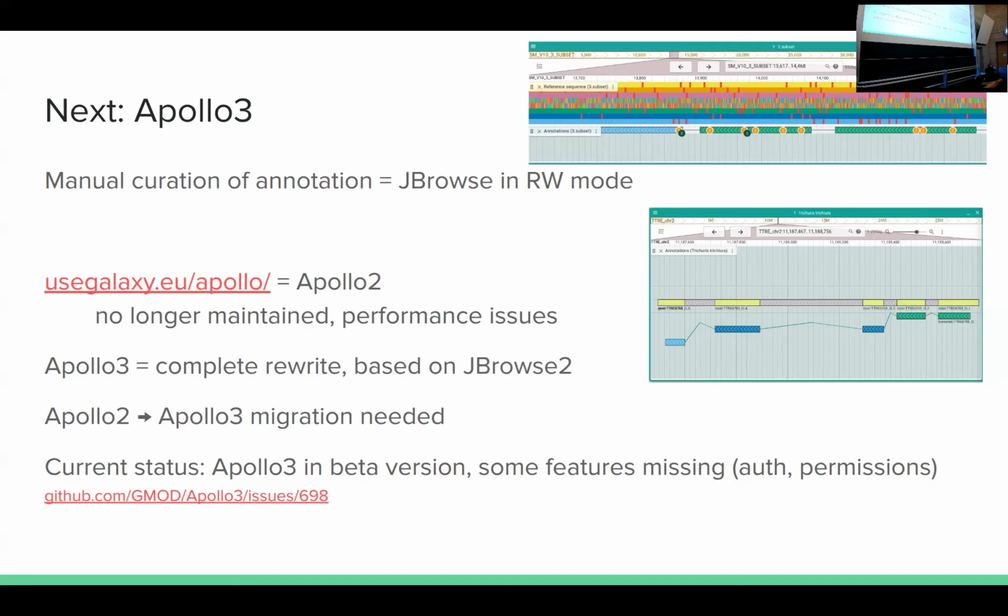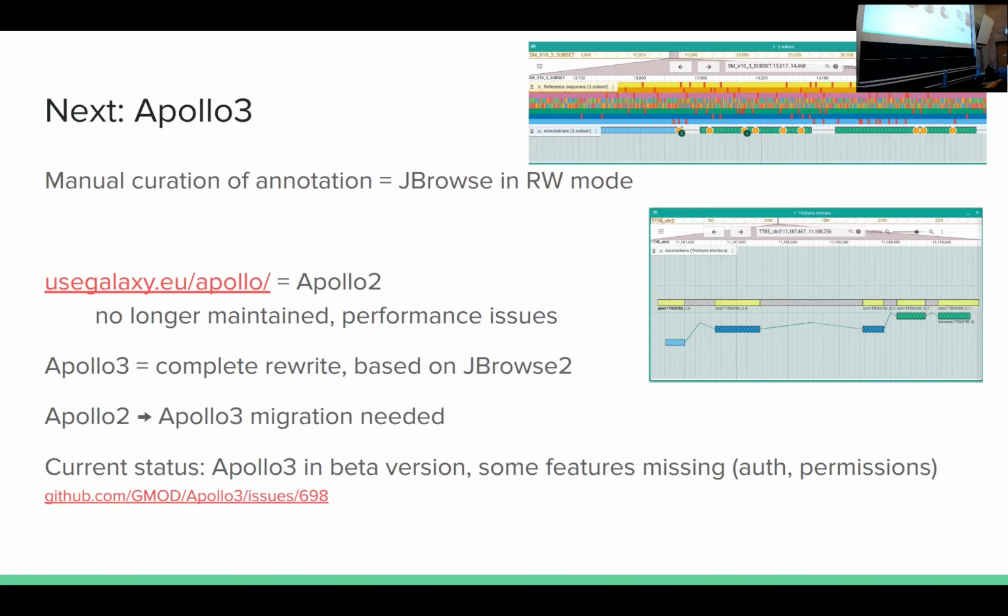So we have a plan to, at some point, migrate all that was done on Apollo 2 to Apollo 3. And the current status is that Apollo 3 is still in beta version, and some important features are still missing, like generic authentication mechanisms and some permission management. So we are discussing with the author to implement all of this and hopefully soon propose it in usegalaxy.eu or other services.